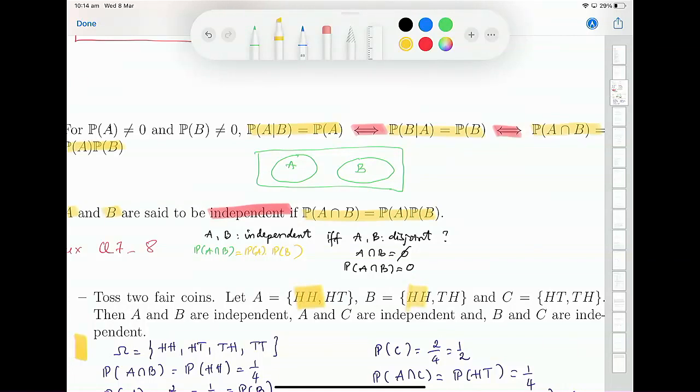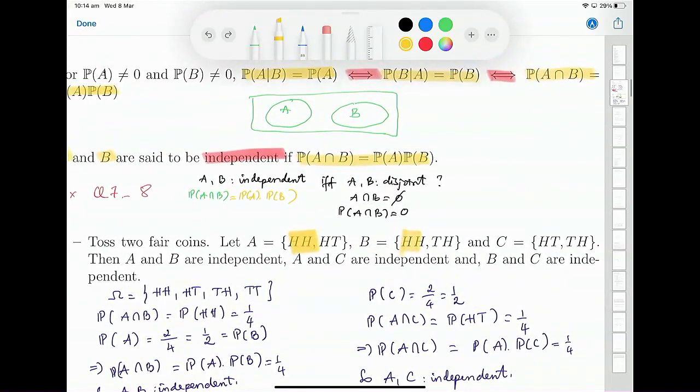So the probability of head-head is 1/4, because the sample space has 4 cases. And the probability of A is 2 elements in A divided by 4, the total number of the sample space, which is 1/2. The same with the probability of B, which is also a half. Then the probability of A intersect B is a quarter, and the probability of A times the probability of B is also a quarter. So A and B are independent. All right.